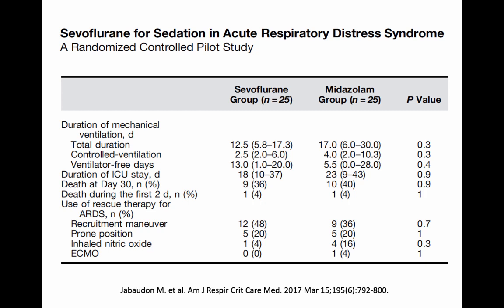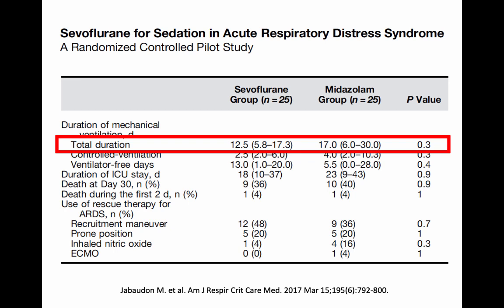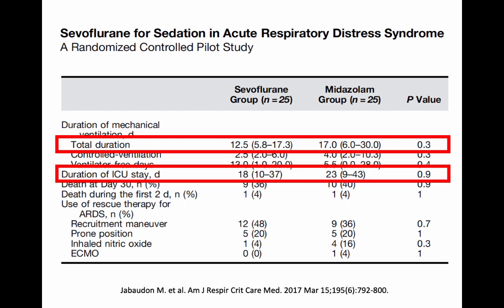When you look at the total duration of mechanical ventilation, comparing sevoflurane to midazolam, the sevoflurane arm was ventilated for 12.5 days in comparison to midazolam, where the patients were ventilated for 17 days. Look at the ICU stay as well, where the sevoflurane patients were in the ICU for 18 days versus the midazolam patients who were in the ICU for 23 days. As I said, these were not statistically significant, but there is biologic plausibility here that sevoflurane and inhalational agents in general are quicker to recover from.